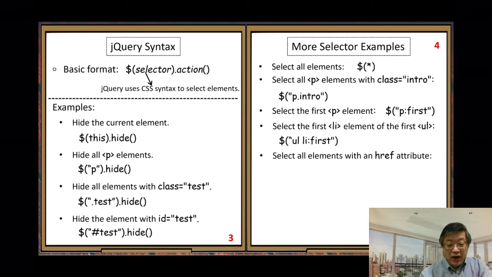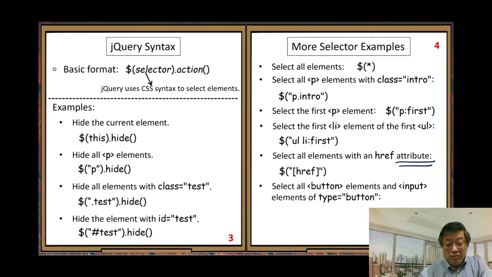Next, select all elements with an href attribute. This time, we need to select by attribute. So you can see all the possibilities considered in jQuery selector. A pair of square brackets around the href attribute name.